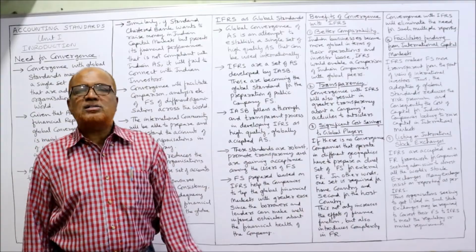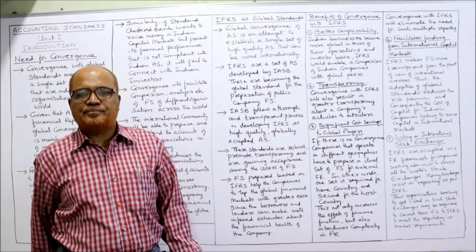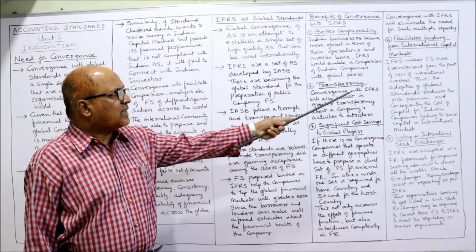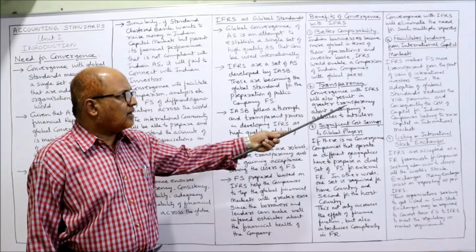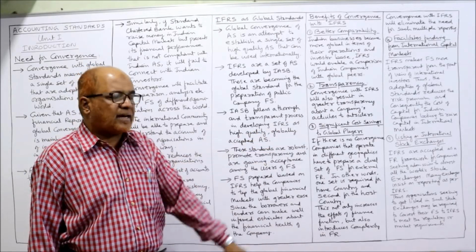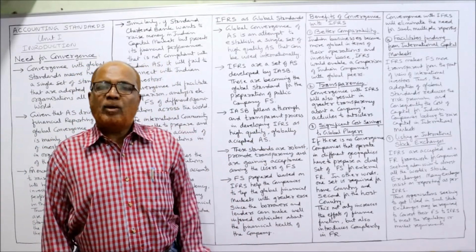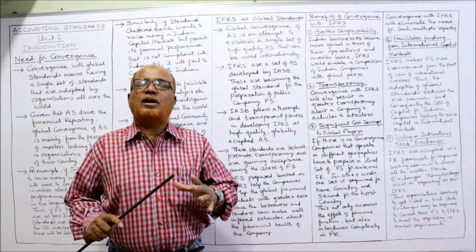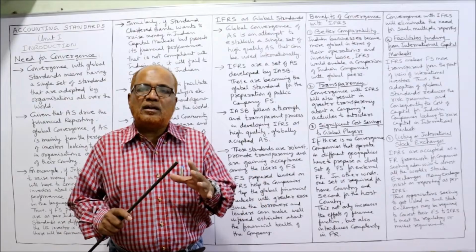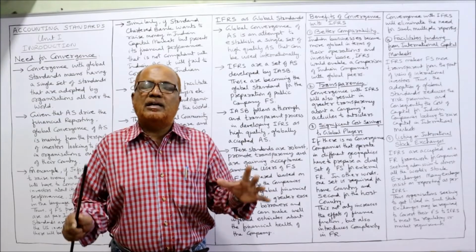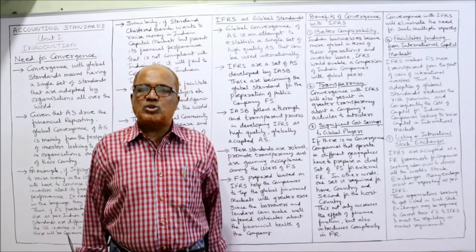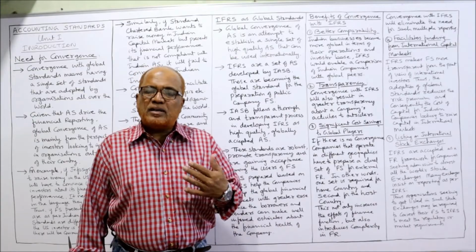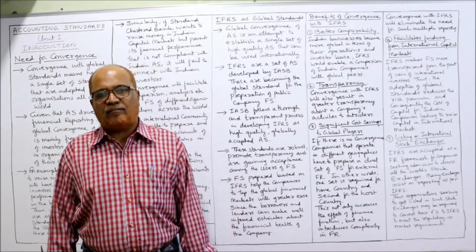Second benefit is transparency, clearness. Convergence with IFRS will also result in greater transparency about the company's activities to outsiders. Once IFRS is followed, then all the financial statements will be completely transparent. Nothing is fraudulent, nothing is misleading. Complete, it will be transparent. The transparency will be more if we follow IFRS.